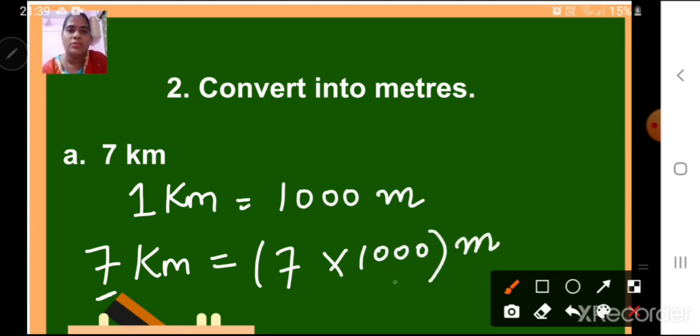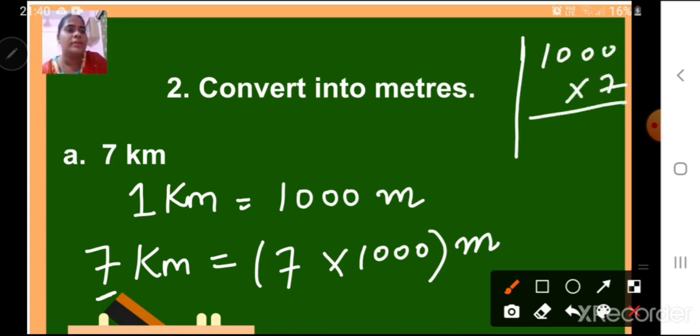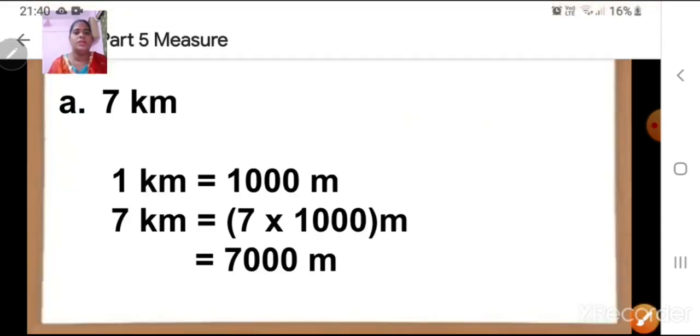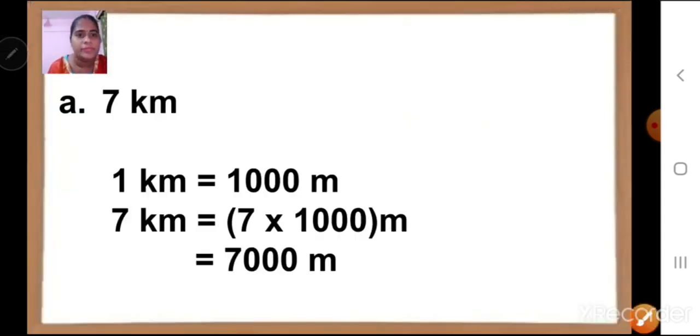Children, 7 into 1000 is 7000. Okay, if you want, you can just multiply and you can check. See, 1000 into 7. 7 zeros are 0, 7 zeros are 0, 7 zeros are 0, and 7 ones are 7. So it is 7000 meter. Okay, in this way we have to solve our sums. Whenever we want to convert from kilometer to meter, we have to multiply by 1000. Okay. Everyone, please note it down. Note down in your notebook, children.